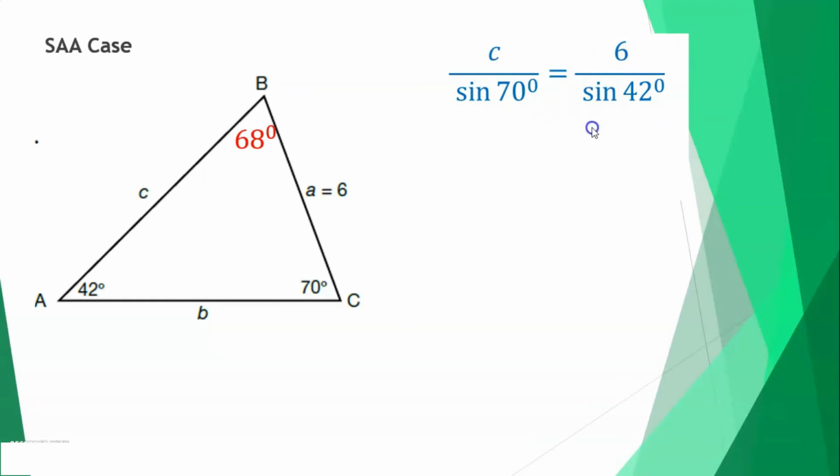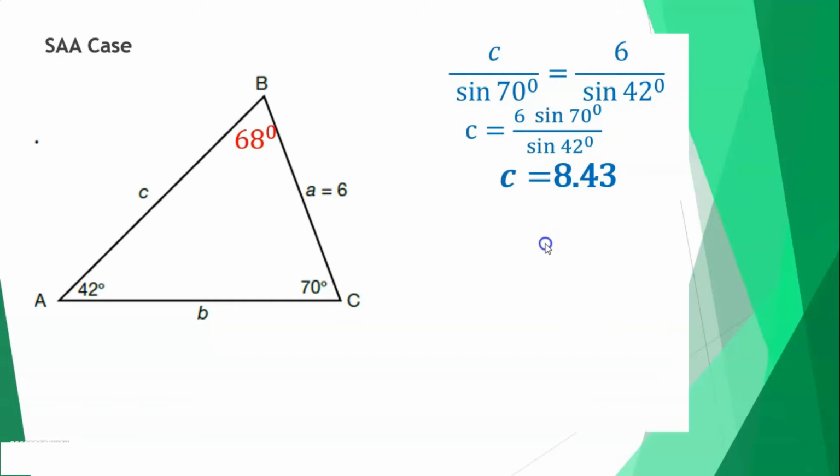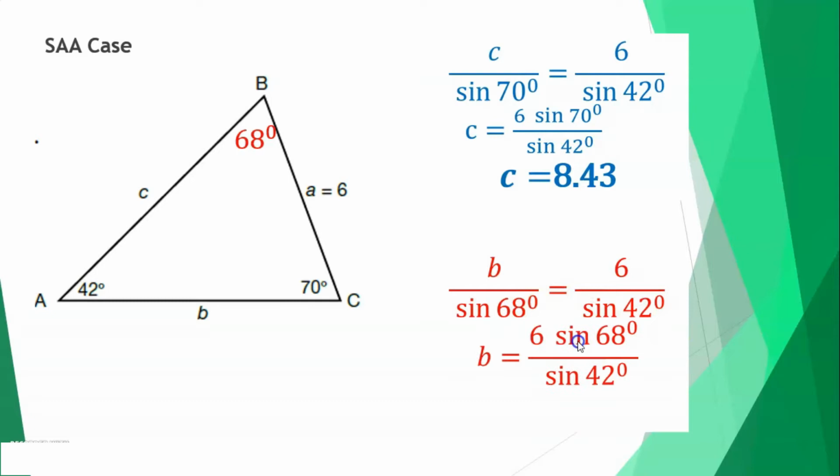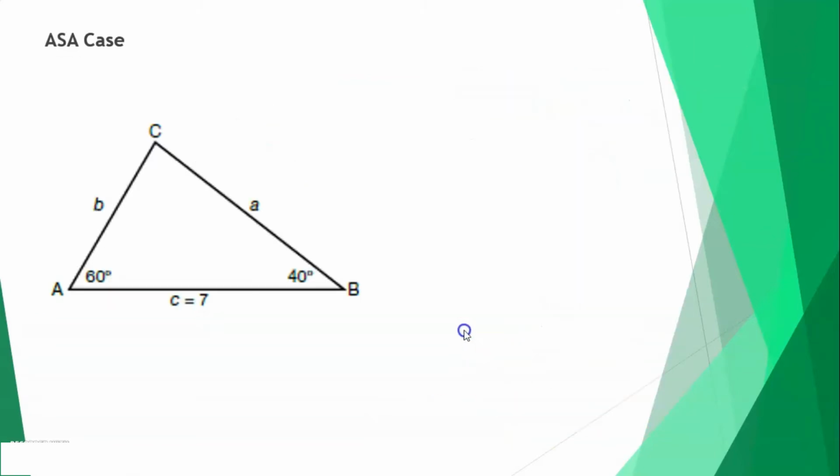So a is 6, sine 42. Cross multiply, this would become 6 sine 70 over sine 42 degrees. So we will end up with 8.43. Okay, another. To solve for side b, that would become b over sine 68 is equal to 6 over sine 42. Cross multiply, and making use of your calculators, the value for b here is 8.31. So take note of this.